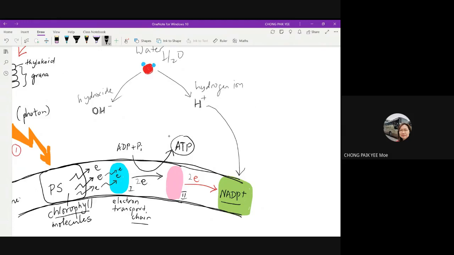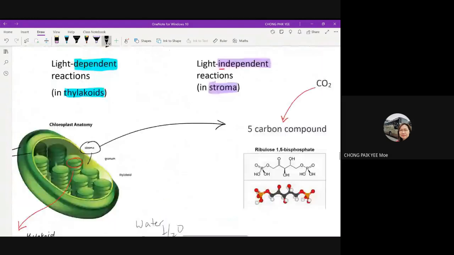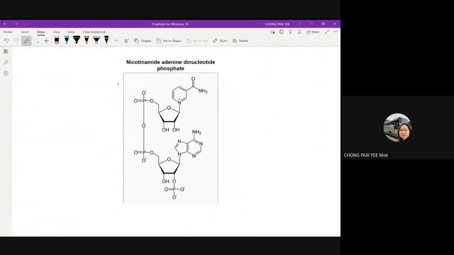Now let's look at NADP+. What is NADP+? This is the molecule of NADP+. It stands for nicotinamide adenine dinucleotide phosphate. I'll write it again. NADP stands for nicotinamide adenine dinucleotide phosphate. Now, in the exam, you do not need to write the full term because this is acceptable.